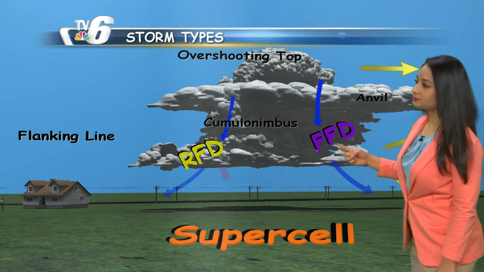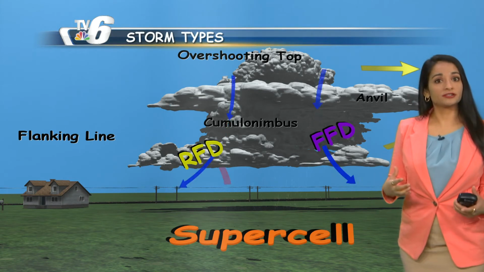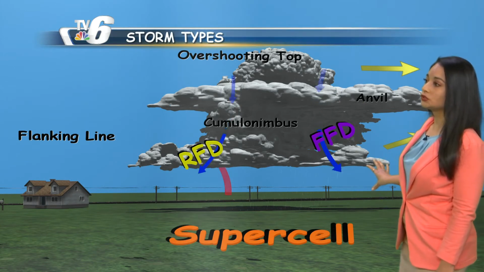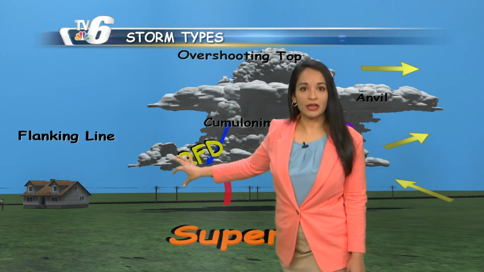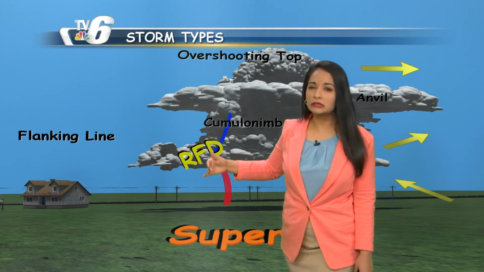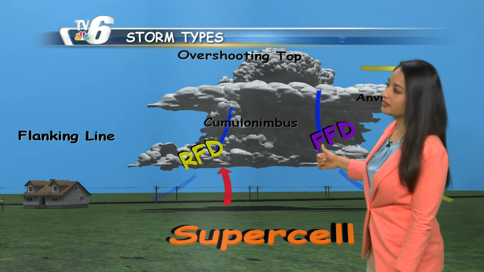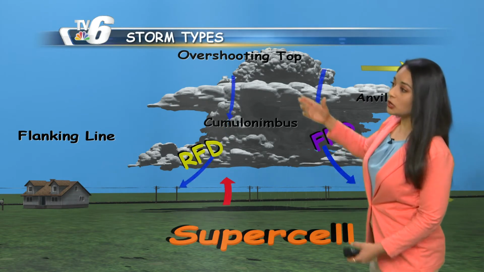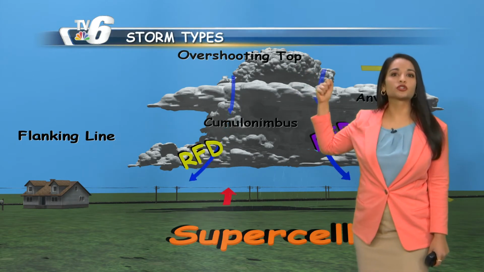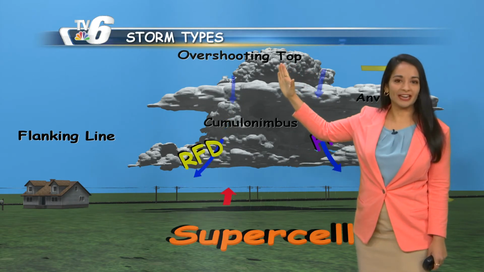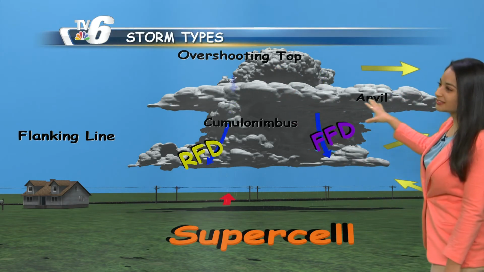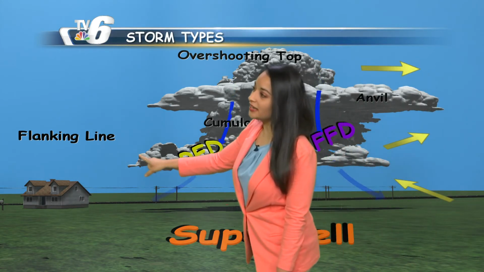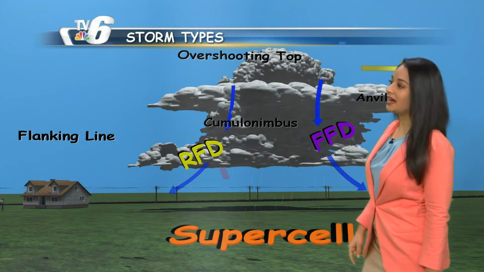You also have two downdrafts, two areas of relatively cooler air: the forward flank downdraft of rain-cooled air and the rear flank downdraft. Now, the rear flank downdraft is generally a little bit warmer as compared to the forward flank downdraft. Some other features that you'll notice if you see a supercell are the overshooting top, which is just a sign of how strong it is and where the updraft is located, and the anvil cloud top. You'll also see the cumulonimbus clouds within it and the flanking line of clouds coming up behind it.